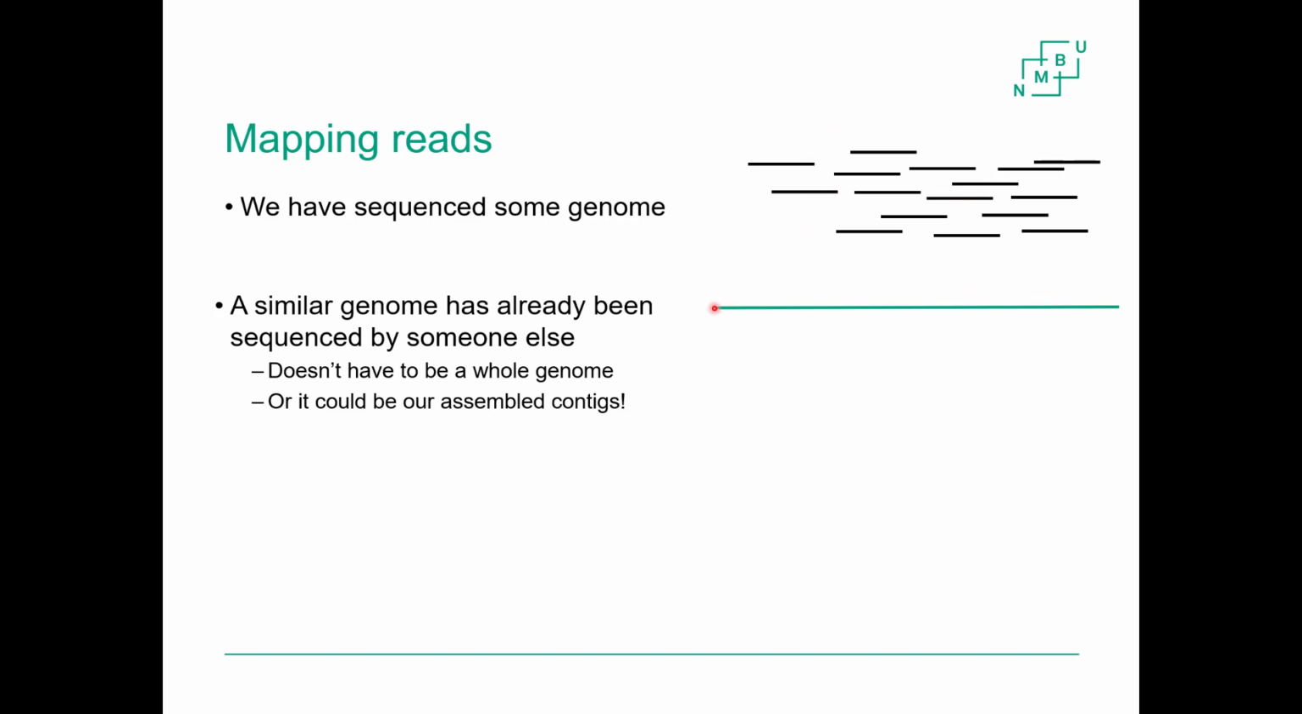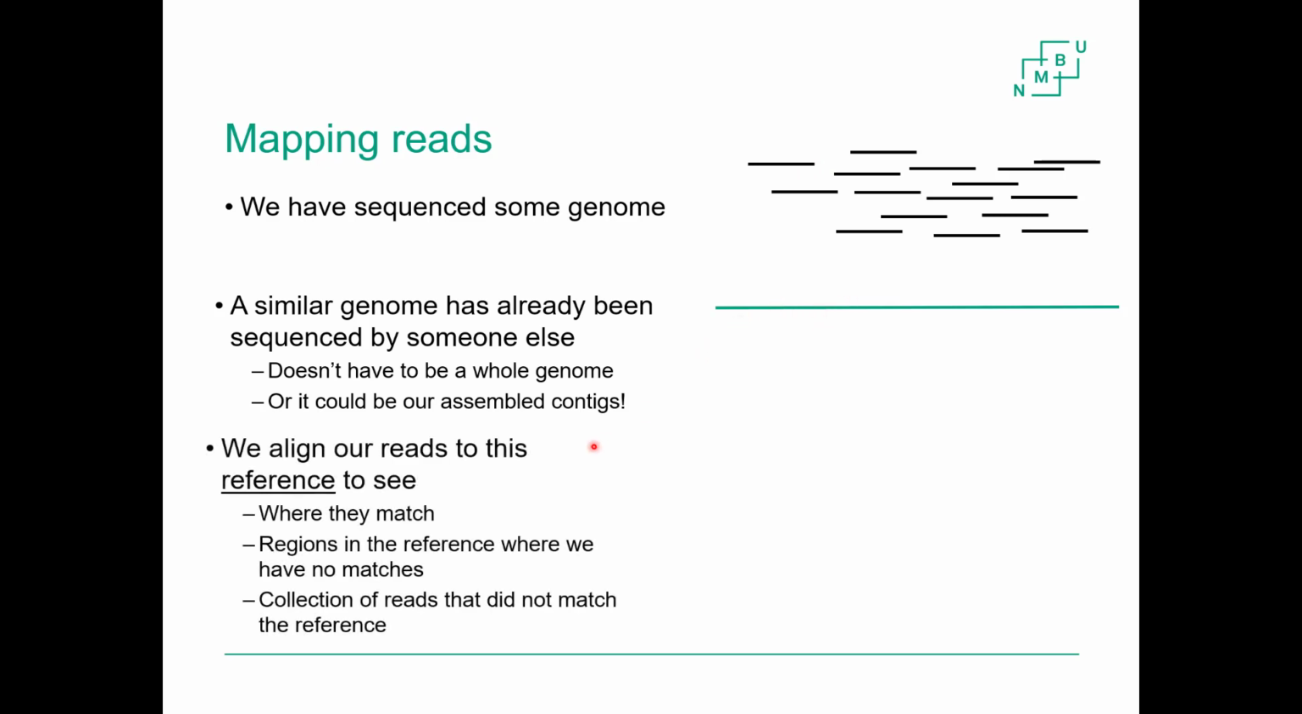So typically, we have sequenced a strain of some bacterial species, and this is the genome of some other strain of the same species, right? So it has to be very similar to the one we just sequenced, otherwise this is pointless. And now we want to align the reads to this reference, right? This already existing genome sequence is what we call a reference.